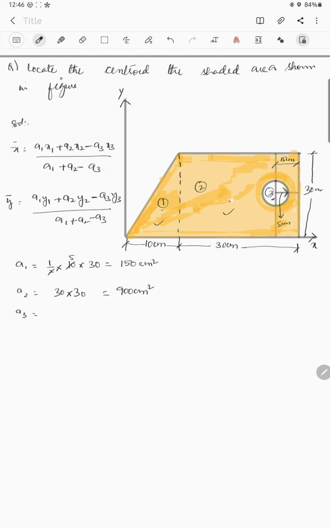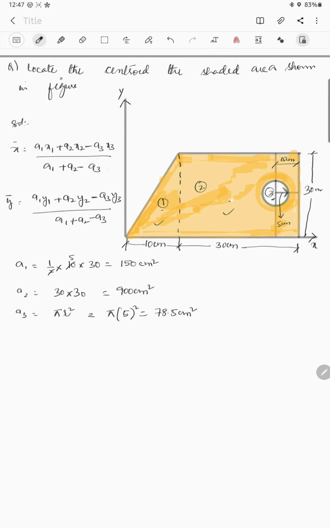What about A3 now? A3 is equal to pi r square. What is the radius of this circle now? The radius is 5 here. So what is the formula for area of circle? Pi r square. So pi into 5 square, you'll get the value of A3 as 78.5 centimeter square. So you got the value of A1, A2 and A3.